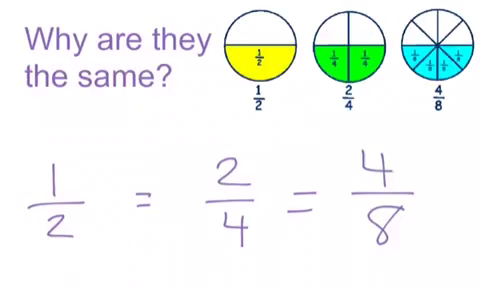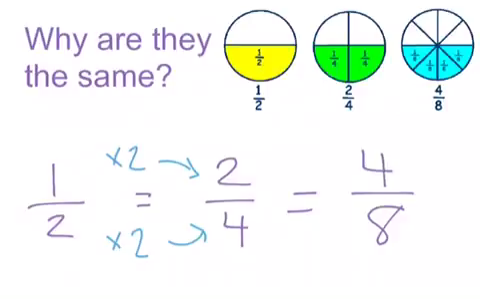So let's talk about why they are the same, or how we can get fractions that are equivalent. One of the ways we do this is we're able to either multiply or divide both the top and the bottom number in order to create an equivalent fraction. So if we look at 1/2, if we times the top by 2, so if we times 1 by 2, we're going to get 2. And if we times the bottom by 2, we're going to get 4.